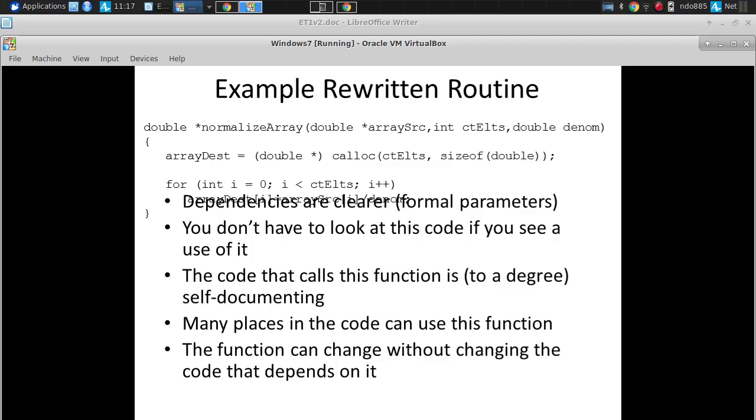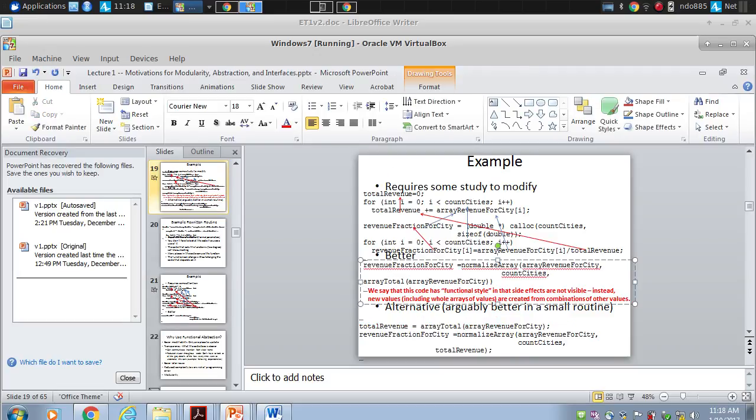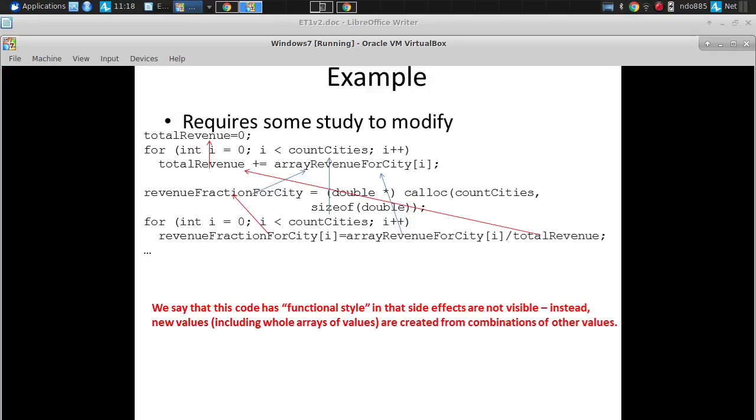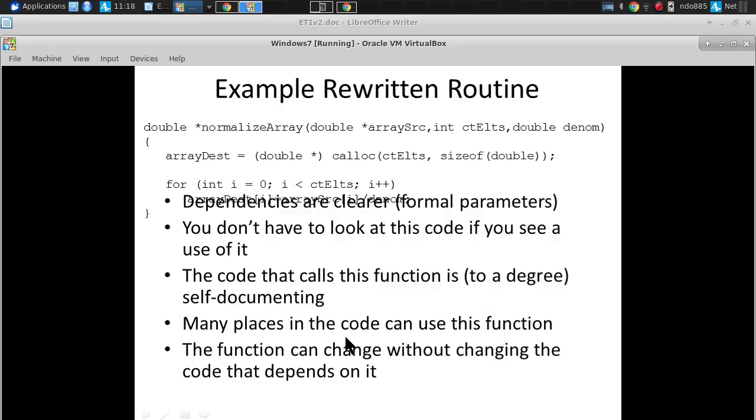So, here the dependencies are clear, right? Here's the sort of declaration of normalized array. You don't have to look at this code unless you want to. You can see an instance of this here. You can see this being called. Let me move that over because this is really confusing here. Come on, man. Here we go. It was a new line. Okay. Unfortunately, it's just too short. There we go.